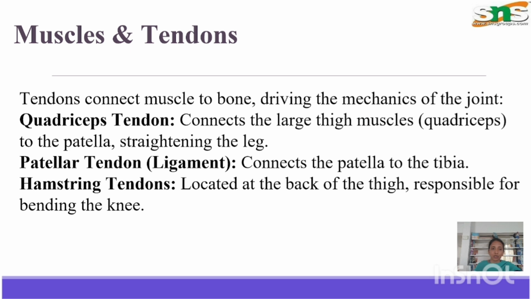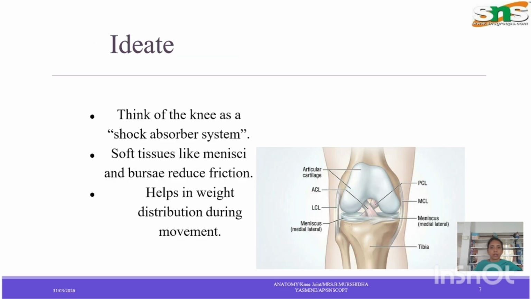It is the continuation of the quadriceps tendon. And the hamstring tendon, which is located at the back of the thigh, is responsible for the bending of the knee, otherwise called flexion of the knee. So the quadriceps tendon, the patellar tendon and the hamstring tendon play a vital role in driving the mechanics of the knee joint. To ideate, think of the knee as a shock absorber system.